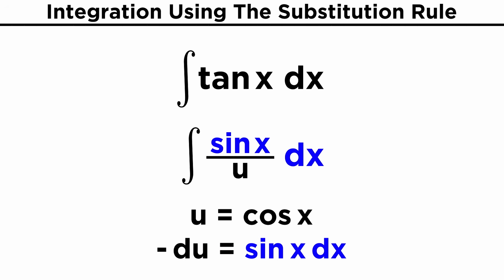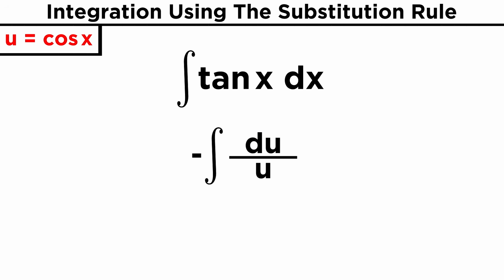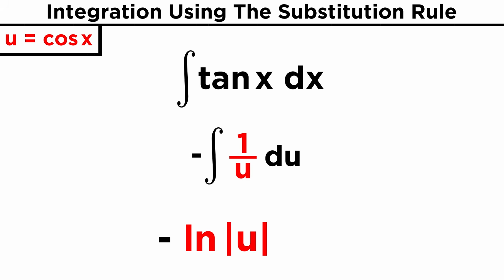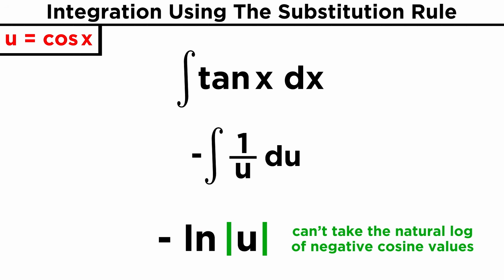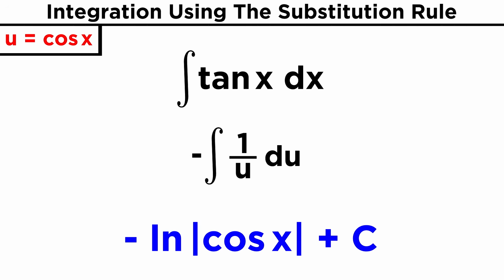We have positive sine, so let's make this negative du, and then pull the negative sign out. Now du over u is the same as 1 over u times du, and we know that the integral of 1 over u will be the natural log of u. The only thing is that we have to put u in absolute value brackets, because this value will sometimes be negative, as it's a cosine function, and we know that the natural log can't take negative values. So we get negative natural log of the absolute value of u plus c, and then change u back to cosine, and that's our answer.